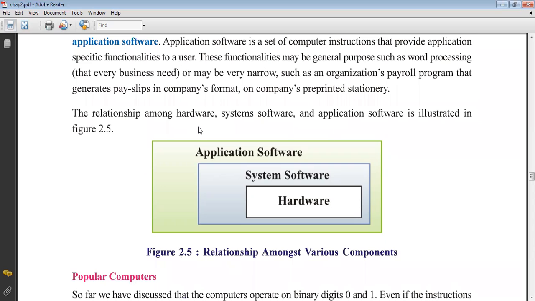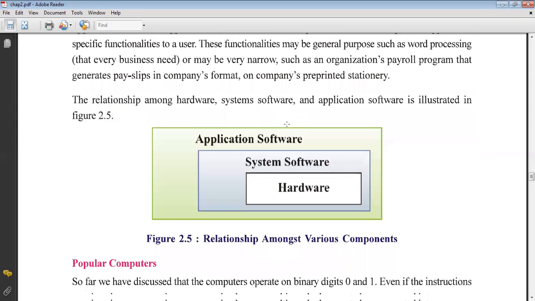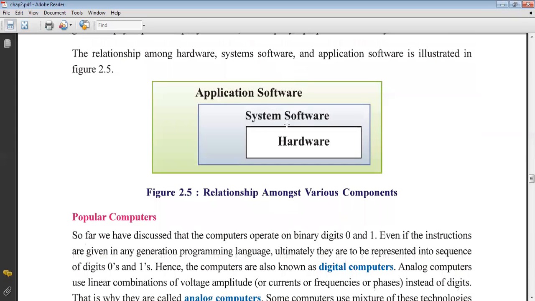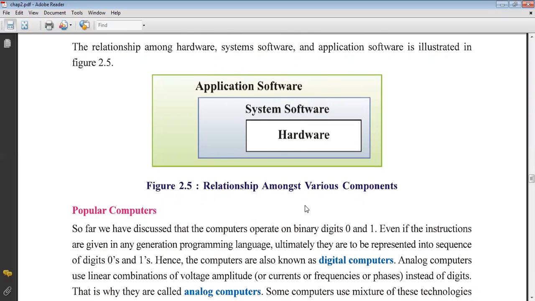This functionality may be general purpose, such as word processing, or may be narrow, such as an organizational payroll program that generates payslips in the company's format or on the company's prepared stationery. The relationship among hardware, system software and application software is illustrated in figure 2.5. Application software is made for a specific purpose, system software is required to run the system, and this shows the relationship amongst the various components.